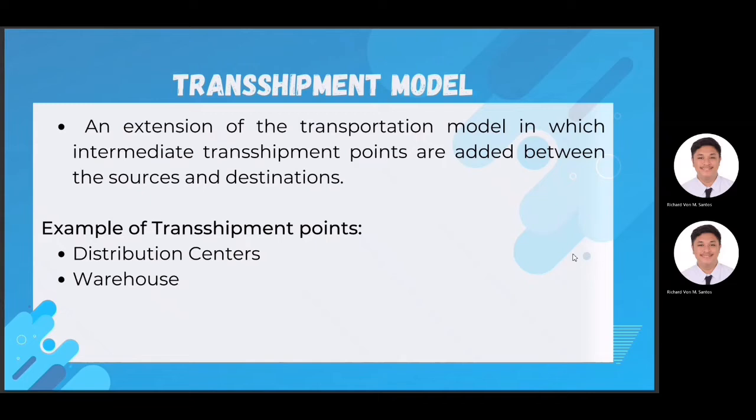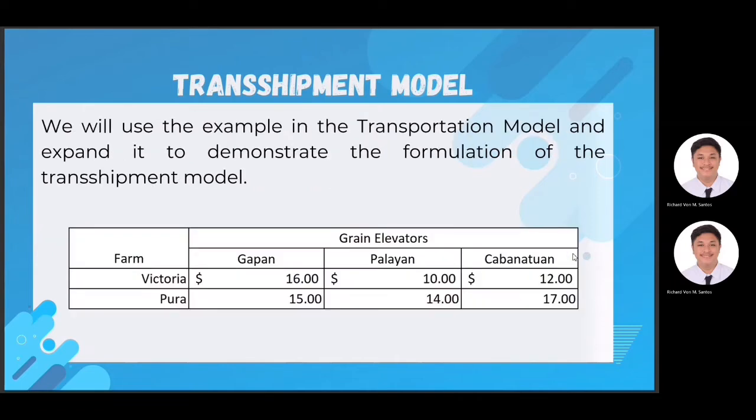Examples of transshipment points are distribution centers and warehouses. To further elaborate the transshipment model, we will use the wheat shipping example from the previous discussion. For this model, wheat is now harvested at farms in Victoria and Pura before being shipped to the three grain elevators in Gapan, Palayan, and Cabanatuan, which are now considered as transshipment points.